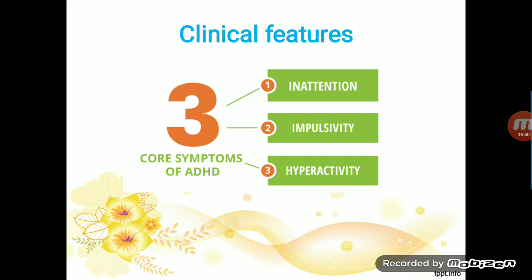All right, so the next one we will see is the clinical features. Here in ADHD, you can see three core symptoms: the first one is inattention, second is impulsivity, and third is hyperactivity. These three core symptoms can be seen especially in a child who is suffering from ADHD. So what are all these symptoms? When a person has inattention, impulsivity, and hyperactivity, what type of symptoms may the child exhibit? We will see one by one.